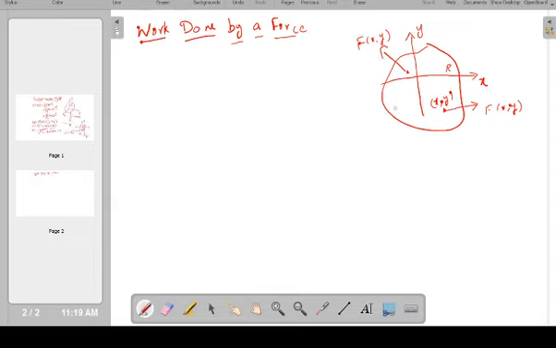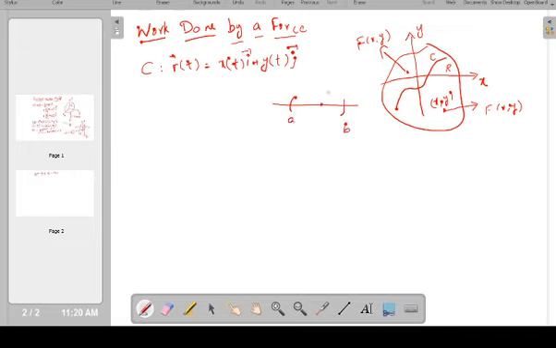Now suppose I have a parameterized curve lying in R. So this is denoted by C. So C is parameterized as vector r of t equal to x of t vector i plus y of t vector j, where t varies in some interval a to b.